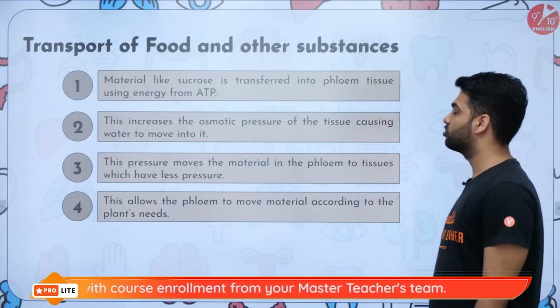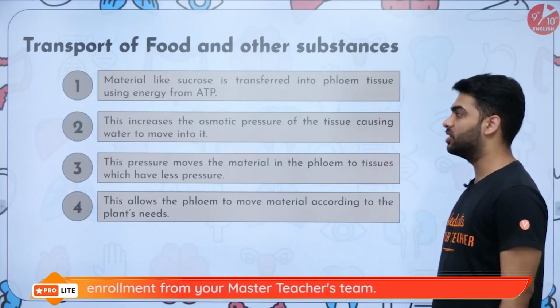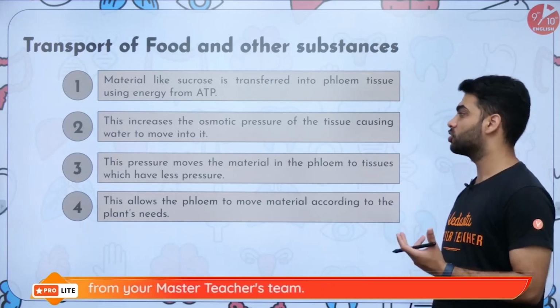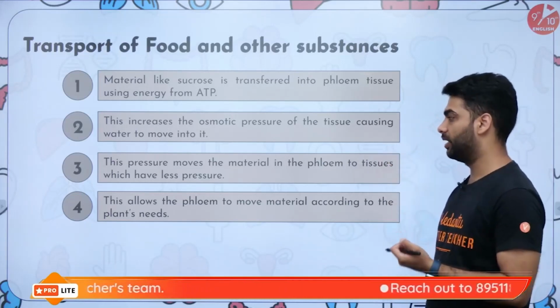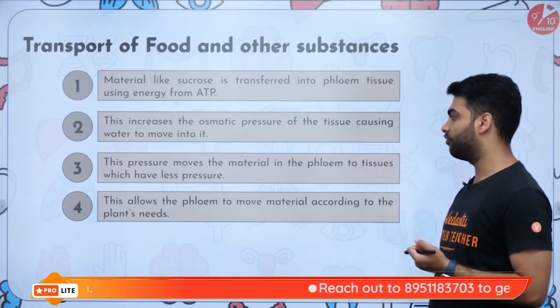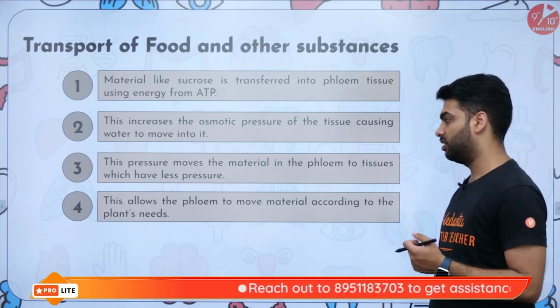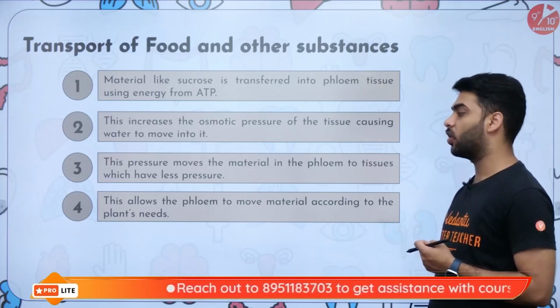Material like sucrose is transferred into the phloem tissue using energy from ATP. It increases the osmotic pressure because the concentration increases, causing water to move into it. This pressure moves the material in the phloem to where there is less pressure. It allows the phloem to move material according to the plant's needs.